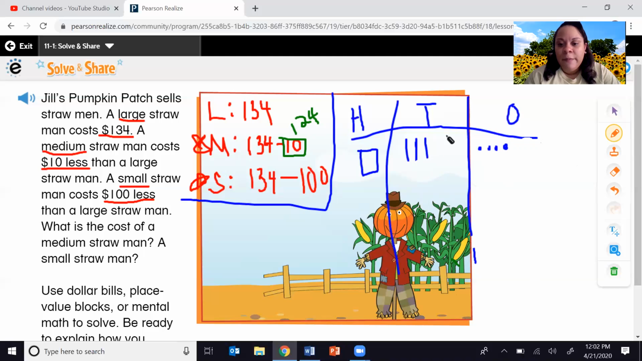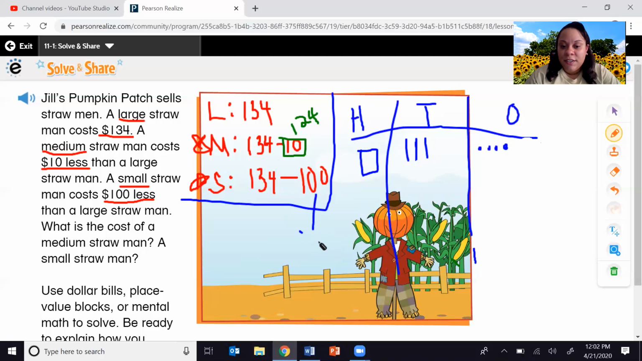All right, so I'm going to keep my same number, 134, because now we're solving for the small straw man. So it's the same concept, okay? It's asking me to take away 100. Do I have to do any regrouping? Do I have enough 100s to take away 100?